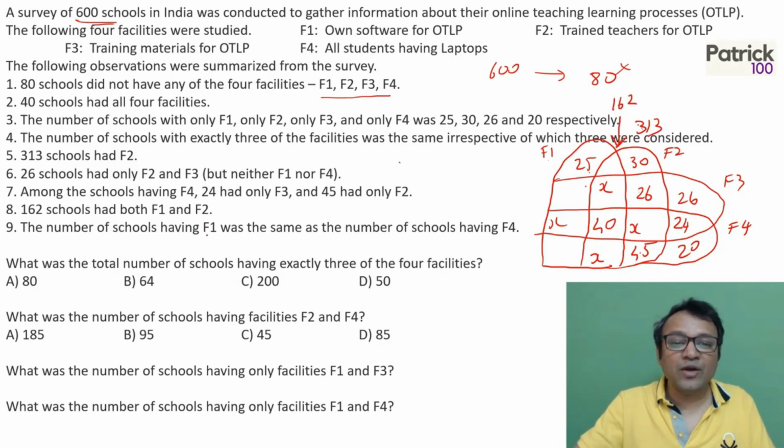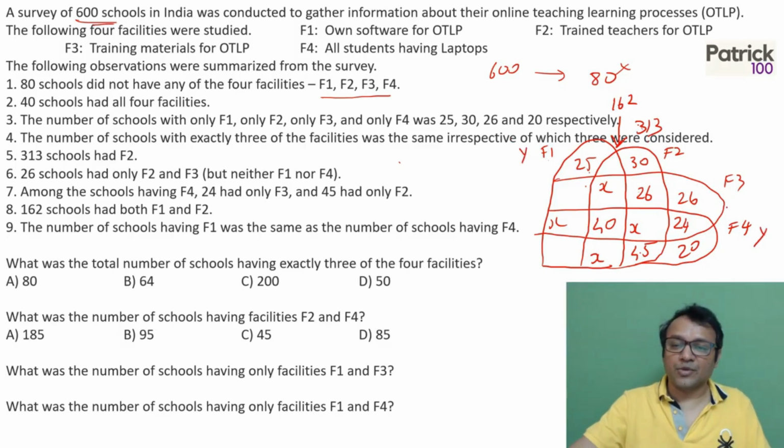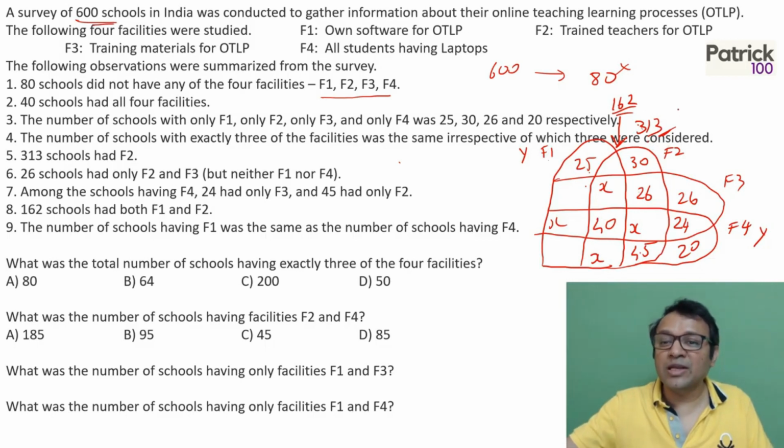Right? And the number of schools having F1 was the same as the number of schools having F4. So if F1 is Y, F4 also will be Y. So this is the data I have. Now from this I will try to find the missing data. I see that 313 is given for complete F2 and 162 is F1 and F2. So that means F2 without F1 will be 313 minus 162, which becomes 151.